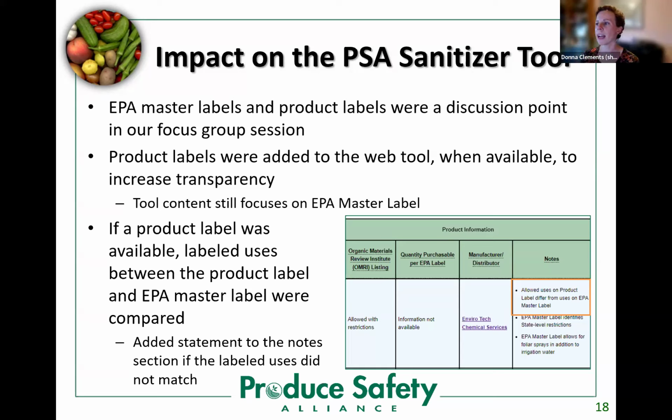So if a product label was available, we compared those two, and we added a statement to the note section if the labeled uses did not match. So this is really where we're trying to focus in and say, okay, for this specific product, the allowed uses on the product label were different than the master label. That means you should find the product label, or if you can't find it, contact the manufacturer and ask them for a copy of that label. So you can really figure out what that product is allowed to be used for.